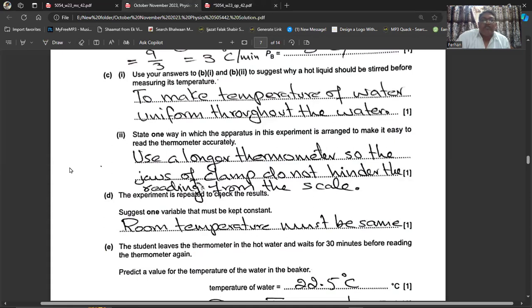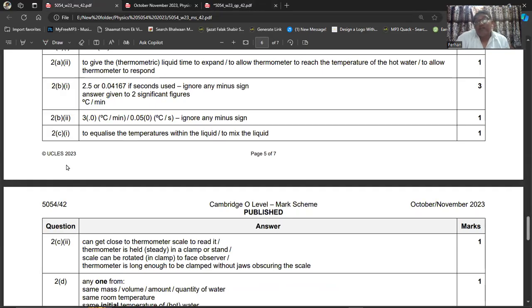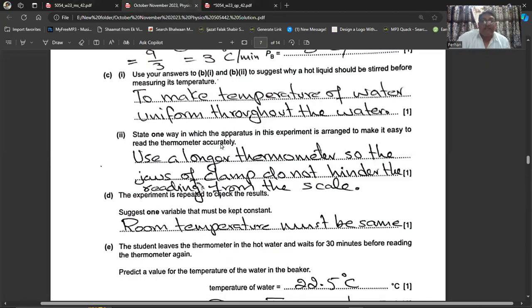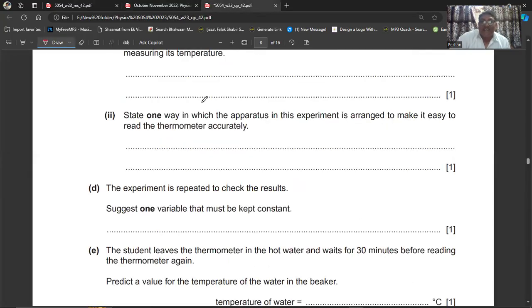Use a longer thermometer so that the jaws of the clamp do not hinder the reading from the scale. Can get close to the thermometer scale to read it. Thermometer is held steady in a clamp or stand. Scale can be rotated in the clamp to face the observer. Thermometer is long enough to be clamped without jaws obscuring the scale. Instead of saying hinder the reading, obscuring the scale is the better word.